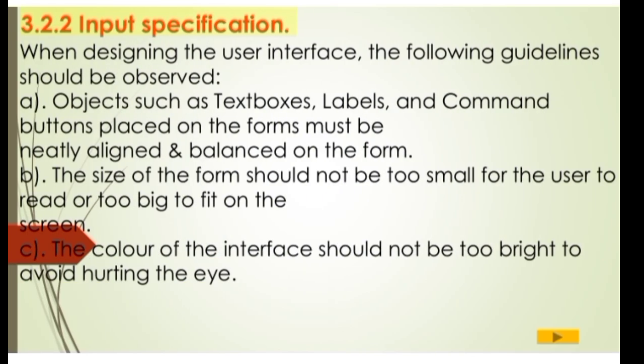3.2.2 Input specification. When designing the user interface, the following guidelines should be observed. A. Objects such as text boxes, labels, and command buttons placed on the forms must be neatly aligned and balanced on the form. B. The size of the form should not be too small for the user to read or too big to fit on the screen. C. The color of the interface should not be too bright to avoid hurting the eye.